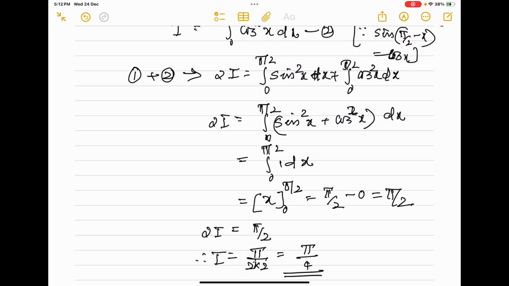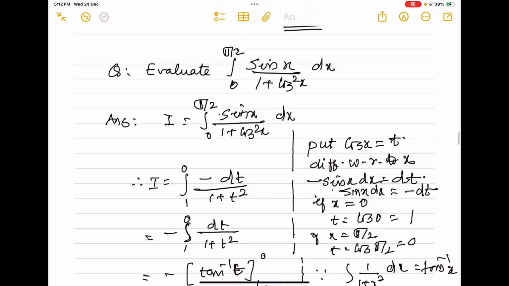2I equal to pi by 2, therefore I equal to pi by 2 into 1 by 2, that is equal to pi by 4. Then the next question: evaluate integral 0 to pi by 2 of sin x by 1 plus cos square x dx. Here we use substitution. Put cos x equal to t, from the denominator.